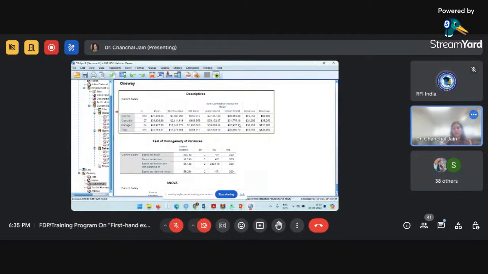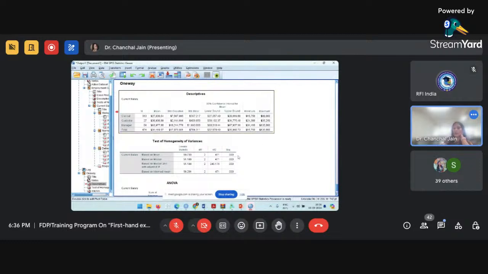The output says the first table is for the descriptives. There you can find clerical staff is 363 in number, custodial 27, manager 84, total 474 employees, right? Mean salaries are listed here. Standard deviation of the salaries is listed here. Standard error of the mean for the salary is listed here. Then the 95% confidence interval for the mean is listed in the next two columns. Then the minimum salary and the maximum salary for all three categories are listed in the last two columns.